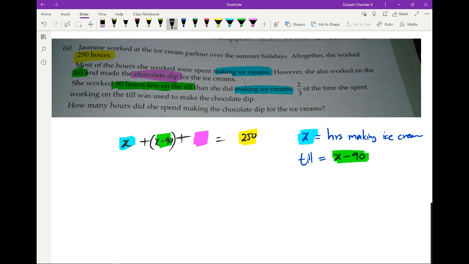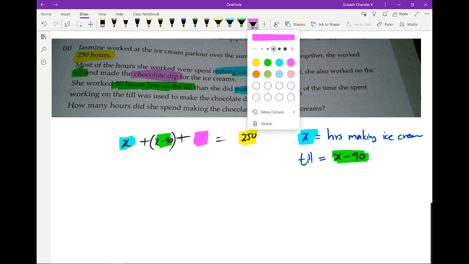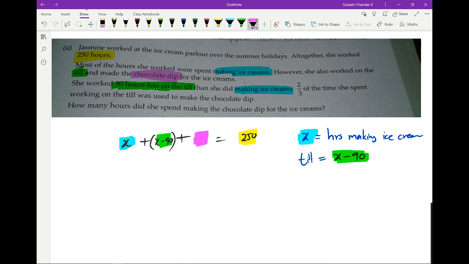And then the last bit is trying to figure out the purple part. The purple part says: 2/3 of the time she spent working on the till was used to make the chocolate dip. So I've got another expression here for the chocolate dip: 2/3 of the till. But we know that what she did on the till was X minus 90, so it's 2/3 of X minus 90. This is what is worked out for the pink part.